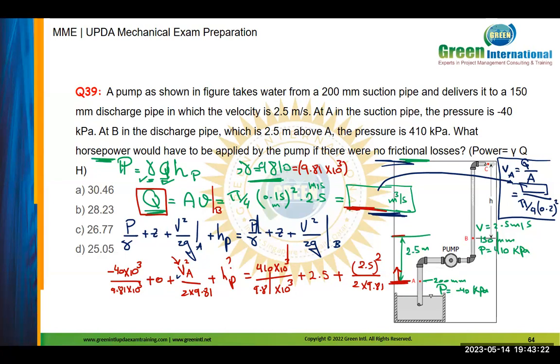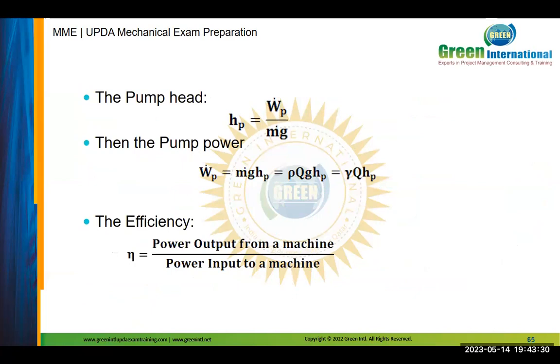No question? This is the conclusion for the power of the pump. This is what I actually need, this equation: gamma Q H. This is the power of the pump.